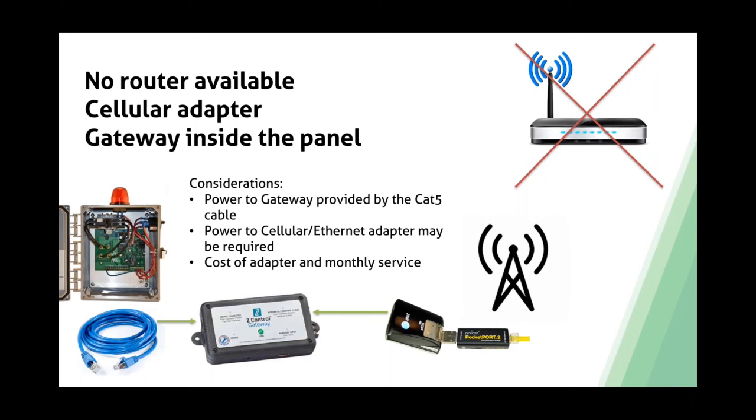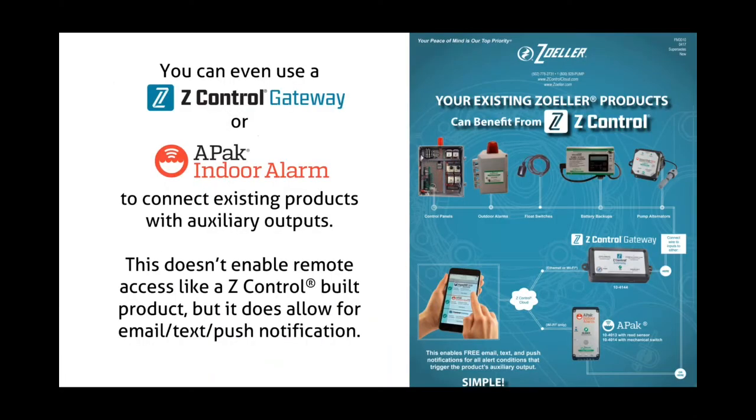One thing to consider in this type of installation with a cellular adapter is that in certain circumstances you may not have power. One circumstance where you're not going to have power is when you're using the gateway or an APAC alarm to monitor remote dry contacts, auxiliary contacts. So what do we mean by that? If you've got an existing control panel out in the field, not a Z-Control enabled panel, but just an older panel, any panel we've sold in the past 20 or 30 years probably, the vast majority of those have dry contacts. So do our outdoor alarms.